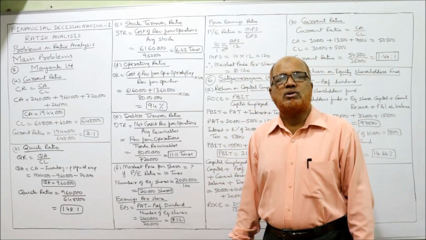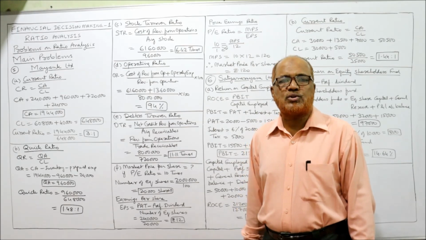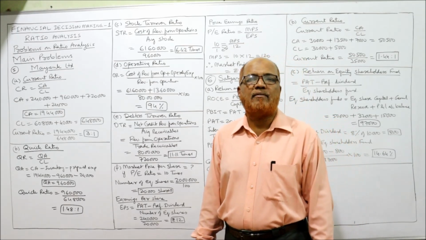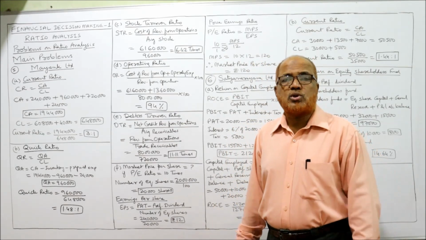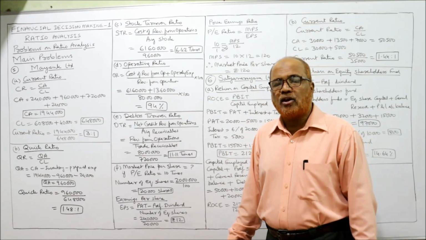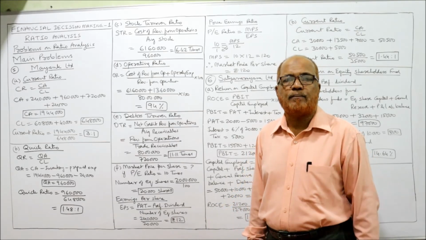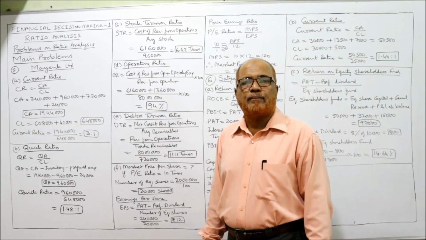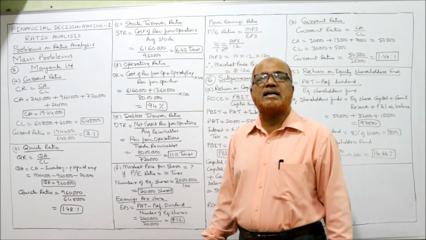The formula for stock turnover ratio is cost of revenue from operations divided by average stock. In our problem, opening stock is not given, so we cannot calculate average stock. So we take the closing stock. Closing stock means inventory, which is given in the balance sheet as 9 lakh 60,000.